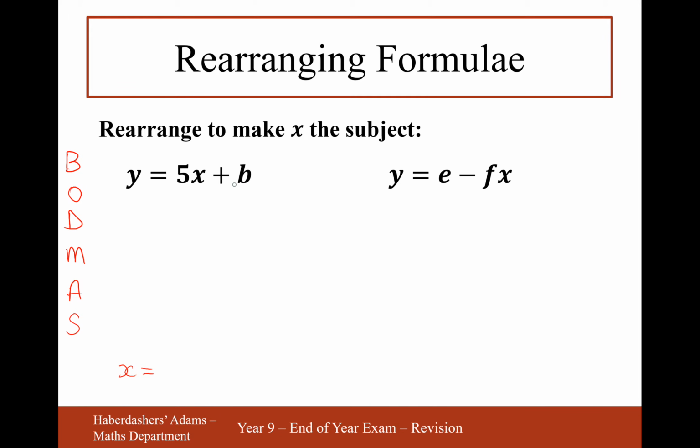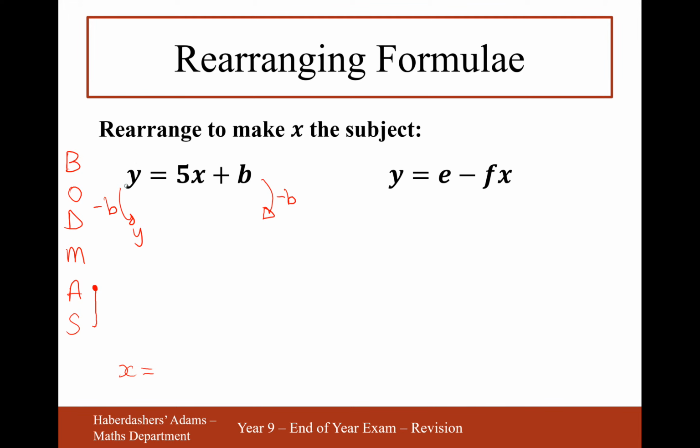Now, the way we're going to rearrange these formulas is we're going to start from the bottom of BODMAS and work our way up. And the first one I get to is add, because I have an add in my formula. I don't have a subtract, so I'll skip past subtract and then I've got an add. So I need to undo the add. So how do I undo the add? I subtract, because subtracting is the opposite of adding. So I'm going to take away b from both sides.